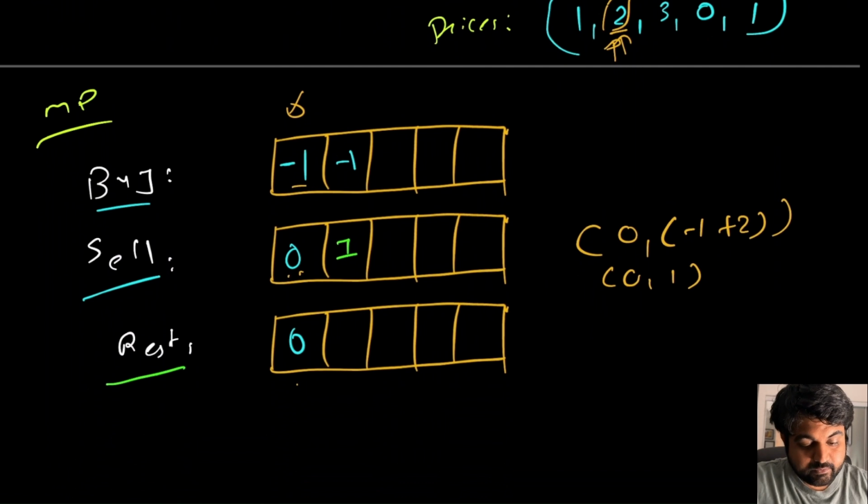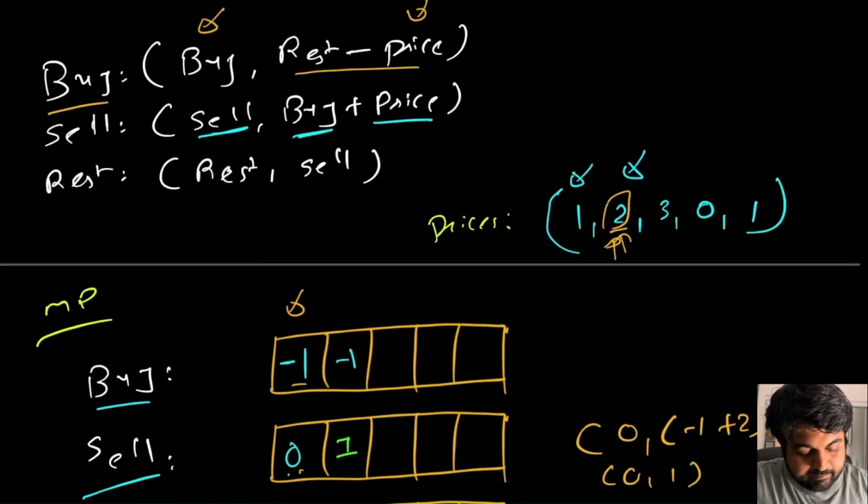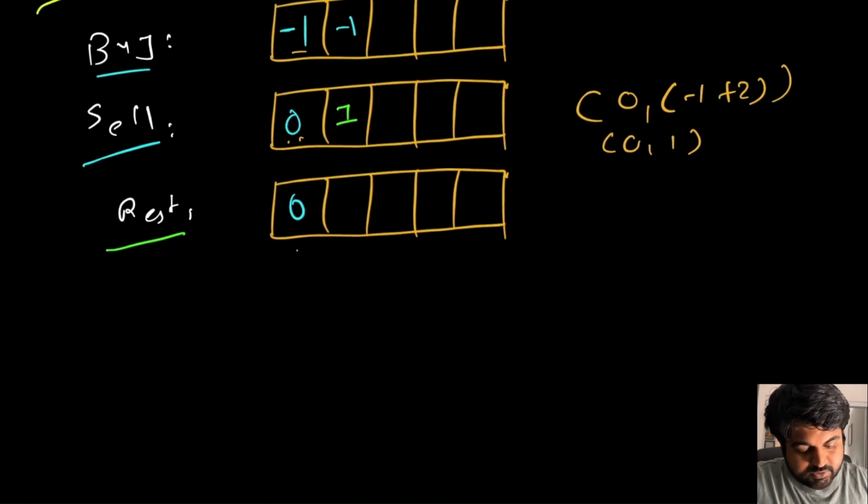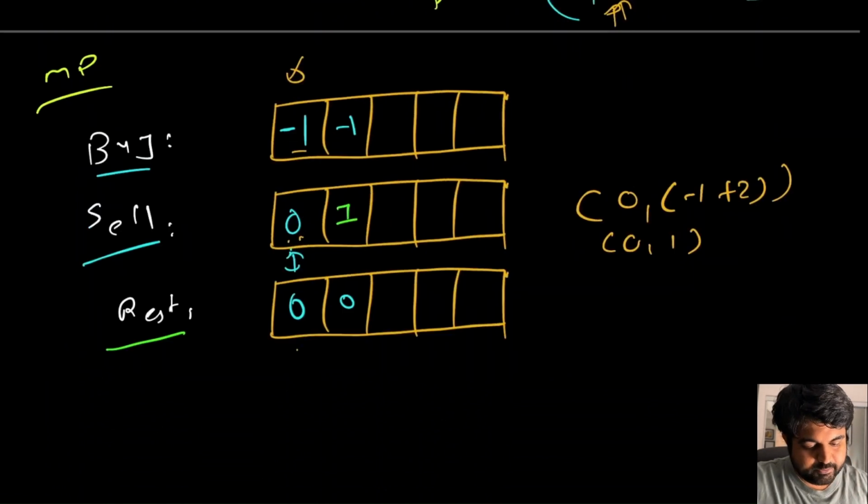Same way, if we decide to rest today, then we are comparing two values: the previous profit made on rest and the previous profit made on sell. Both of these are previous because we are simply not doing any transactions, we are just resting, so both are 0. So the maximum profit we can make by resting today is also going to be 0.